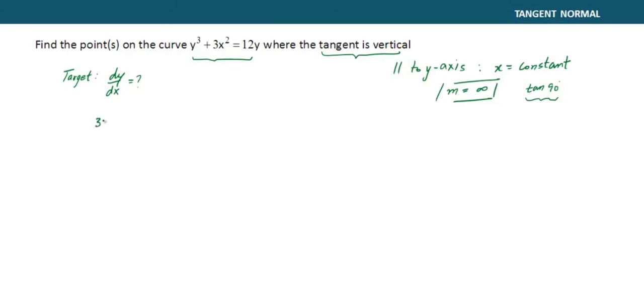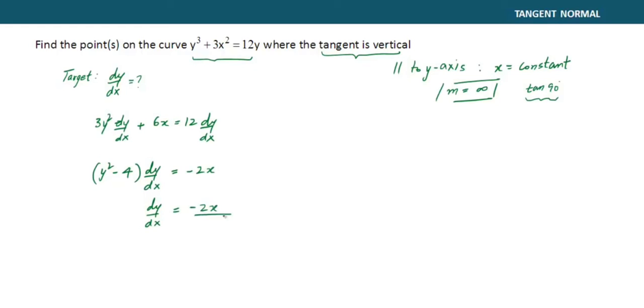So what you will get is 3y square dy by dx plus 6x is equal to 12 dy by dx. This is what you will get, right? And if we club everything, what you will get is (y square minus 4) dy by dx is equal to minus 2x, and dy by dx will be nothing but equal to minus 2x divided by y square minus 4. This is what you will get.